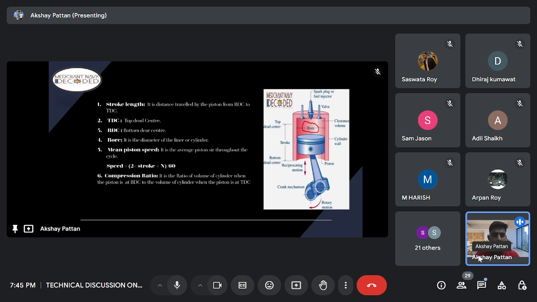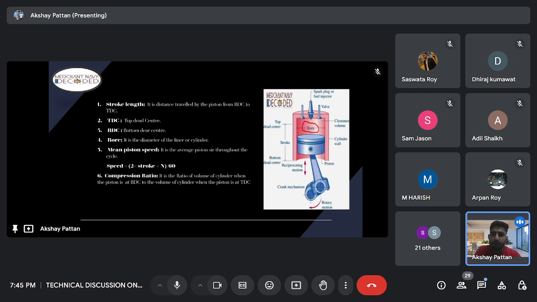If you guys have any doubt, then you can ask. Is there any doubt in stroke length? Is there anyone who did not understand what you mean by stroke length? No, sir. Okay, so shall we continue to the next part? There is no doubt about stroke length, right? Yes, sir.